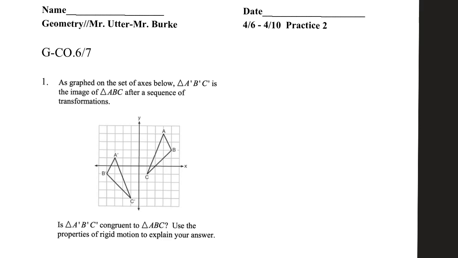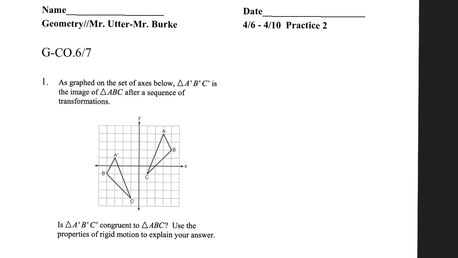Number 1, I see a graph and I see triangle ABC, and I also see triangle A prime, B prime, C prime, which is the image of ABC after a sequence of transformations. So the question is asking, is the image congruent to the preimage? And we need to use the properties of rigid motion to explain our answer, basically meaning state the sequence of transformations that maps ABC onto A prime, B prime, C prime. All right, so let's get right to it.